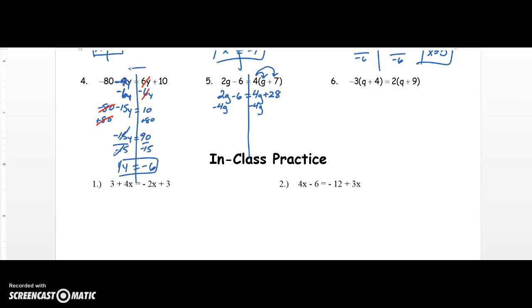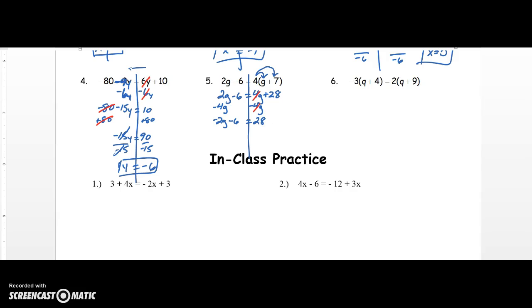So left to right, let's figure out what we got. 2g minus 4g is negative 2g minus 6 equals, our 4g and negative 4g are opposites, so they cancel out. So we have positive 28 now.